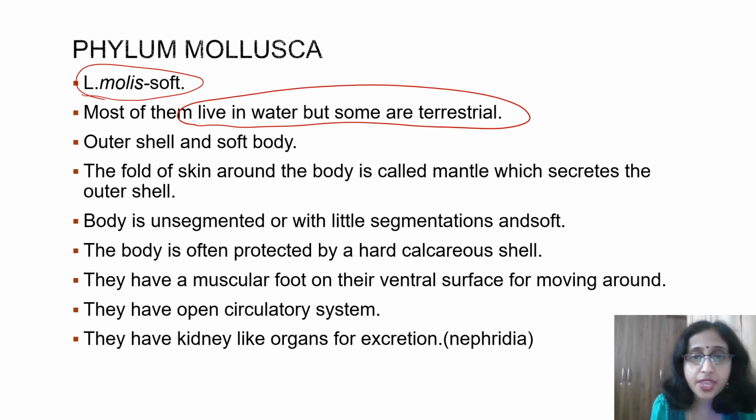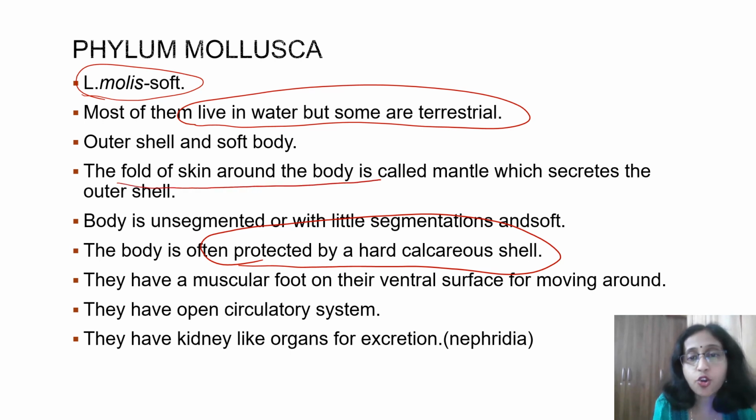The shell is a hard calcareous shell present outside the body, and the inner side of the body is soft. The fold of skin around the body is called the mantle, which secretes the outer shell, and the body is protected by this hard calcareous shell.